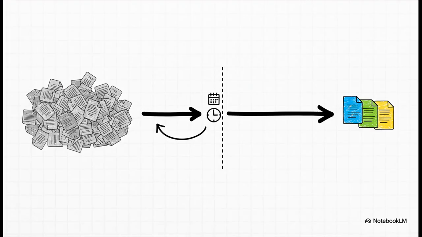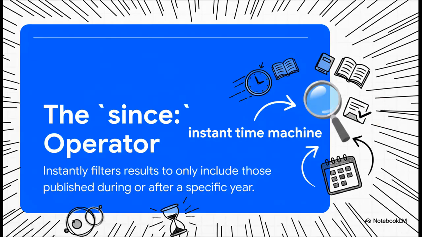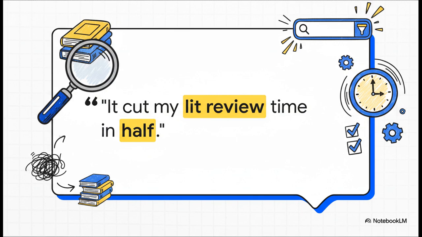Which brings us to Mark. He's a history scholar, and his problem wasn't about the who, it was all about the when. He was looking at recent climate policy, so any paper from before 2010 was just clutter. He needed a way to just chop off the past. Now sure, you could go click through all those filters on the sidebar, but who has time for that? There's a much faster way. It's the since operator. You just type it right into the search bar and boom, it's like an instant time machine for your results.